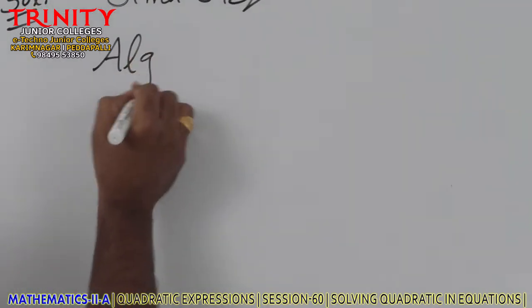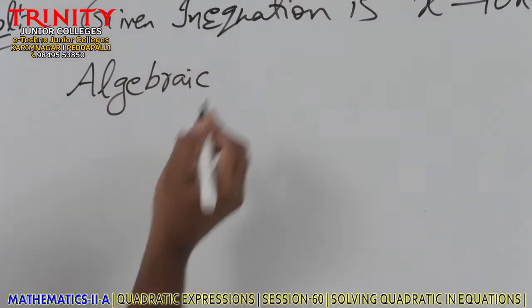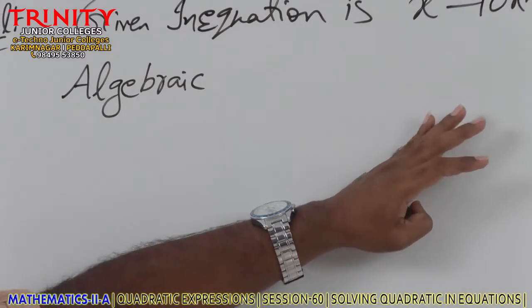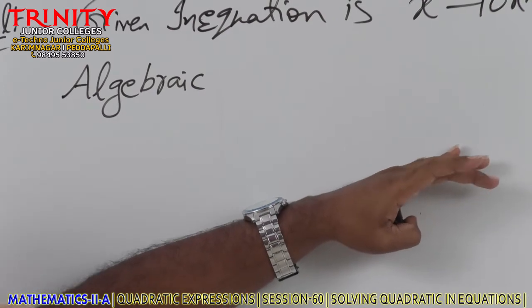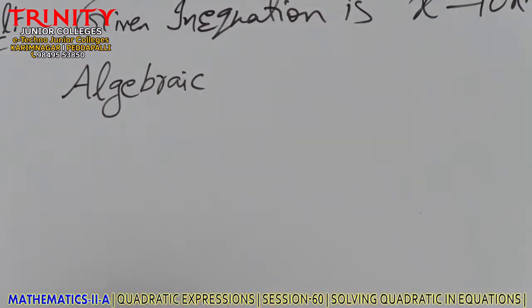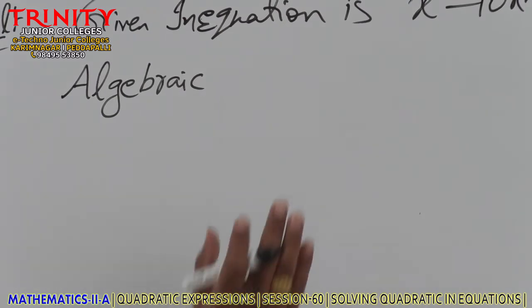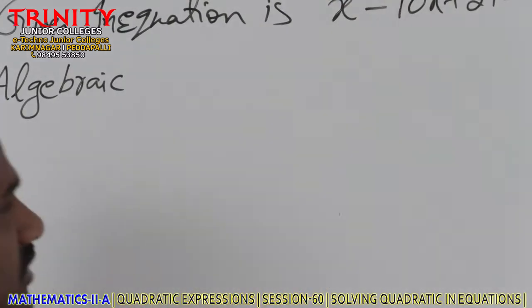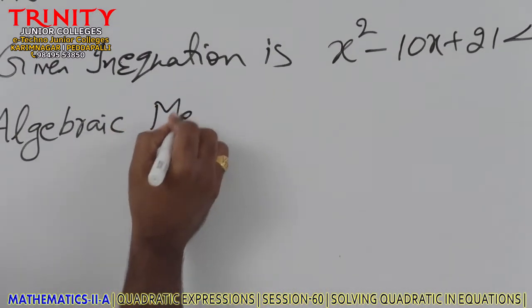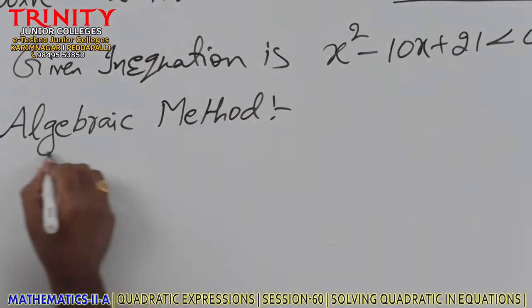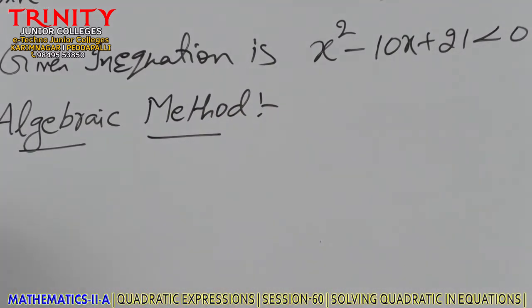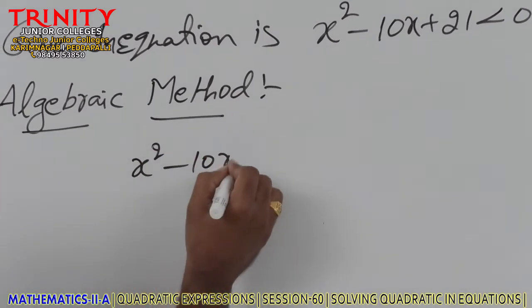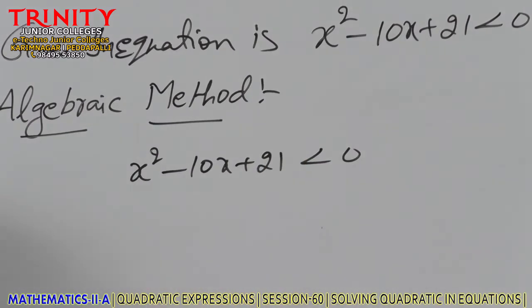Algebraic method. Generally, we'll solve the inequation by the algebraic method only. Whenever they particularly mention to solve the inequation by graphical, only then will we go for the graphical method. Otherwise, we always solve the quadratic inequation by using the algebraic method. This method we know very well. It depends on sign changes of the quadratic expression. Algebraic method: x square minus 10x plus 21 less than 0.